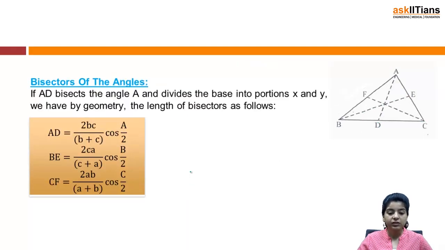Next is the bisectors of angles. Again we have a triangle ABC, and if AD bisects the angle A and divides the base into portions X and Y, then what about the length of the bisector? AD would be given by 2bc by (b plus c) times cos A by 2. Similarly, if BE bisects the angle B, then BE would be given by 2ca by (c plus a) times cos B by 2, and CF is 2ab by (a plus b) times cos of C by 2.